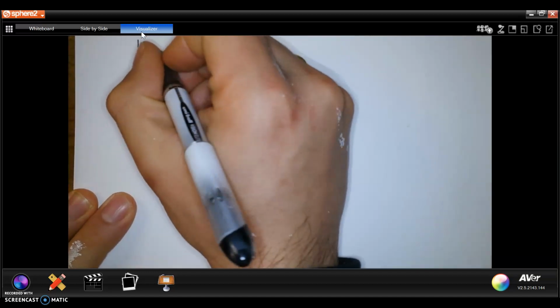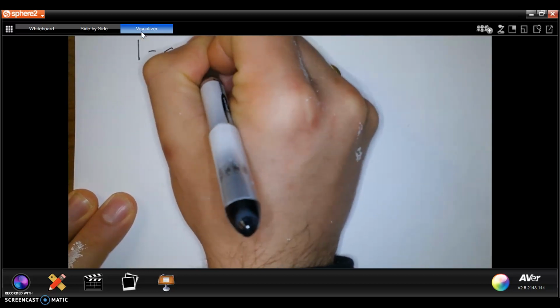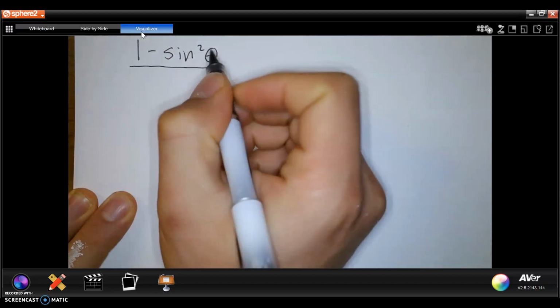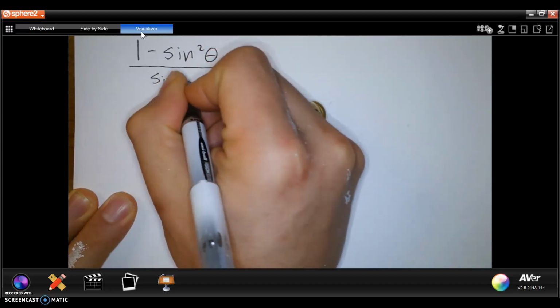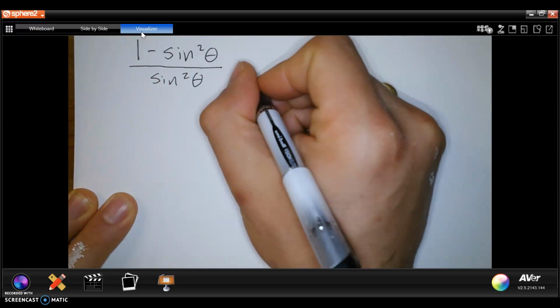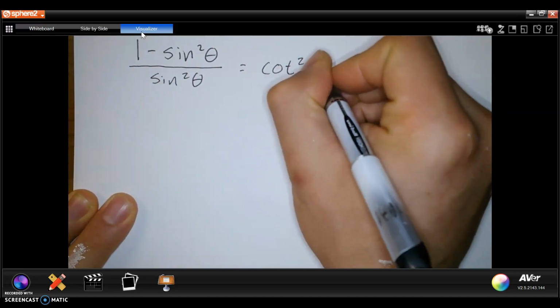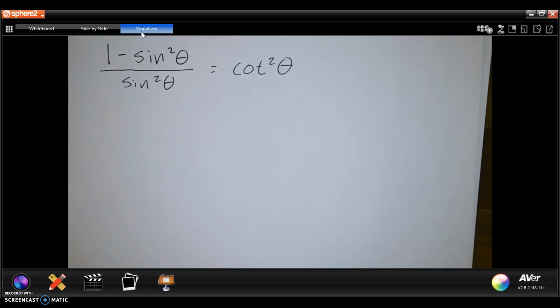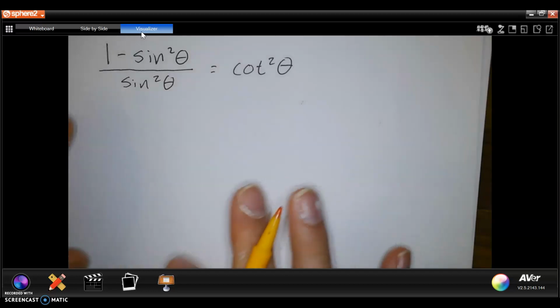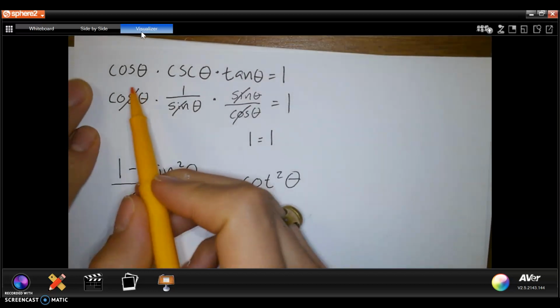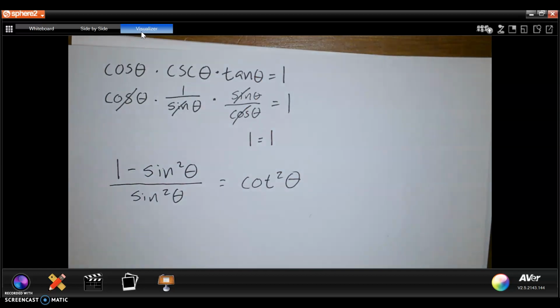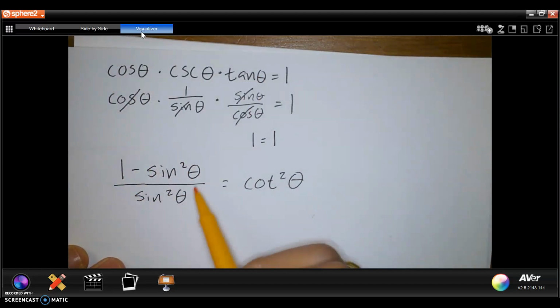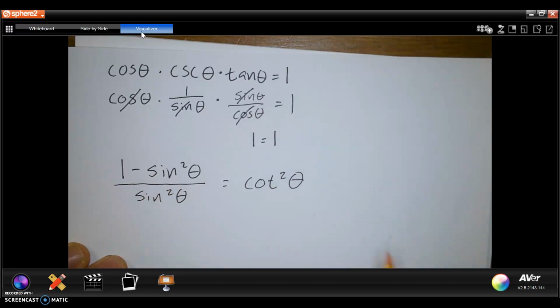You'll be able to see it's a little different right away. 1 minus sine squared theta over sine squared theta equals cotangent squared theta. Now you guys are probably thinking to yourselves, looks complicated, really not that bad. There are some substantial differences from the previous example. Notice in the previous example, just a product, right? Cosine, cosecant, tangent. Here we have a lot more going on. We have a difference and a division bar.